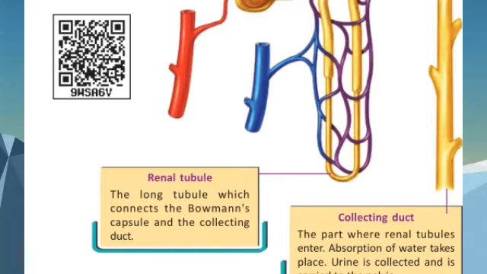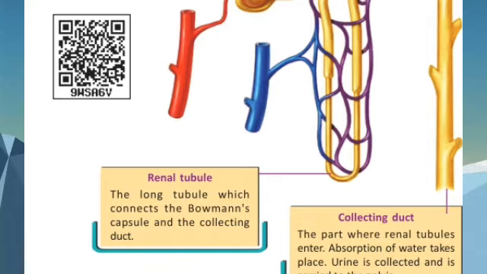On the outside surface you can see peritubular capillaries. That renal tube is covered by peritubular capillaries. The nutrients and everything are absorbed into the peritubular capillaries. Then you can see the collecting duct.